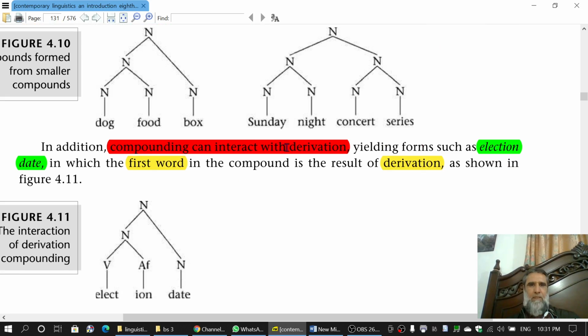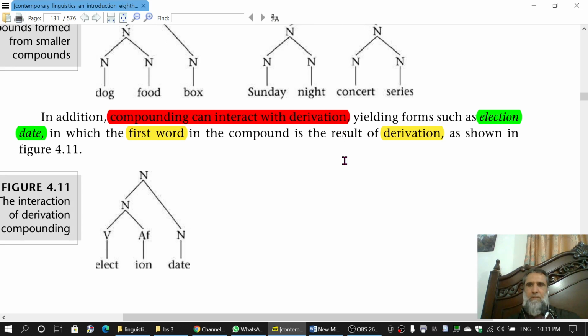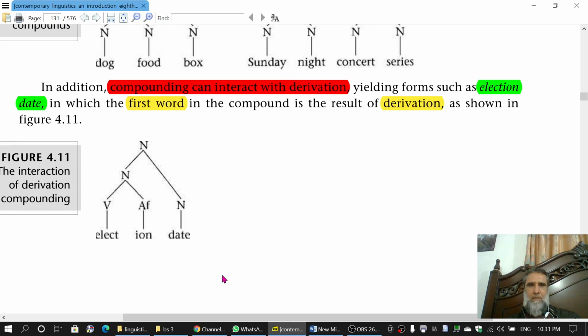Compounding also can interact with derivation. So it can combine with a derivative word. For example, combining elect and shun gives you election, which is actually a derivation from elect. Elect is a verb. Shun is combined with it. Election becomes a noun. And when you combine date with it, then it becomes a compound. So it has something to do with the derivations as well.